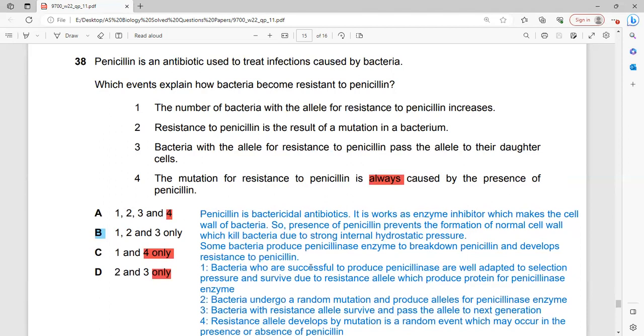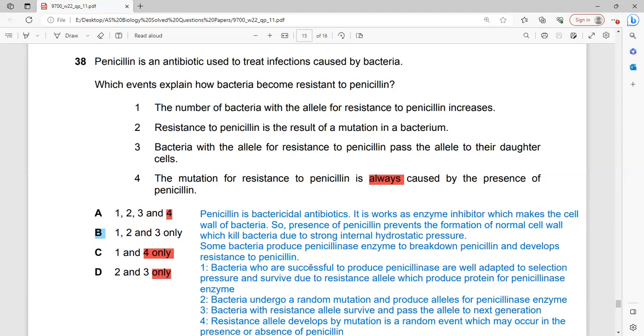Resistance to penicillin is the result of mutation in the bacteria. Yeah, as a result of mutation, the bacteria will produce an allele which has a resistance gene. Now, bacteria with the allele for resistance to penicillin pass the allele to their daughter cells. So it's also a correct option, while option 4 is a wrong option.